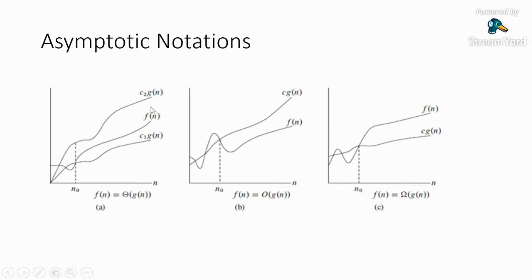Here basically f of n is in between c1 times g of n and c2 times g of n, basically used for providing the exact bound. The growth of this f of n lies in between these two functions.